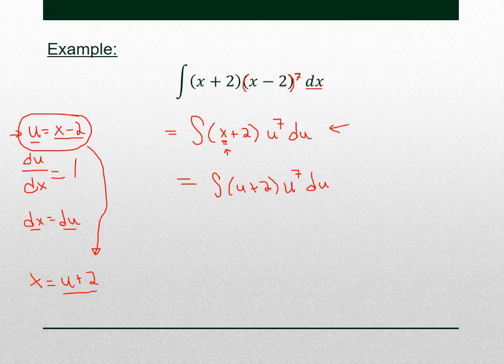And you may think, well, how is this any better than what I started with? Right? It looks similar. Well, what's nice about it is that the thing that's being raised to the 7th is just a u. So we can distribute it nicely and see what we get, right? When we do that, we're going to distribute. You get the integral of u to the 8, right? u times u to the 7 plus 2u to the 7 du.